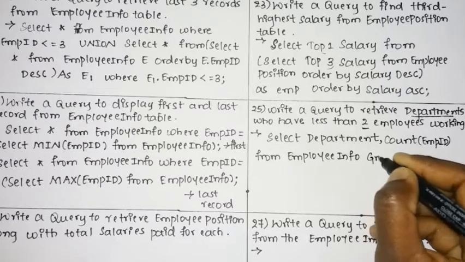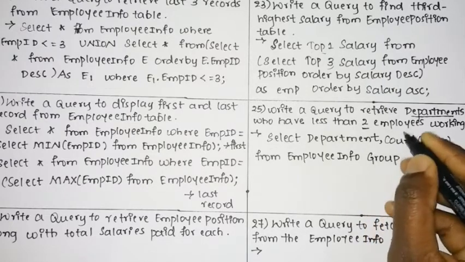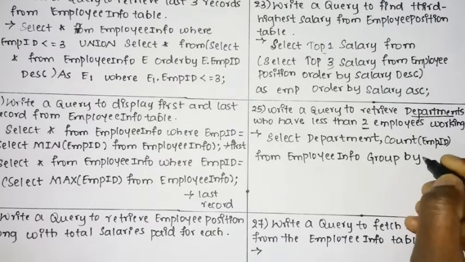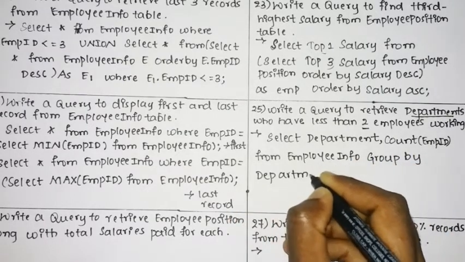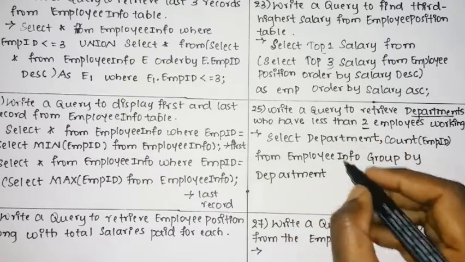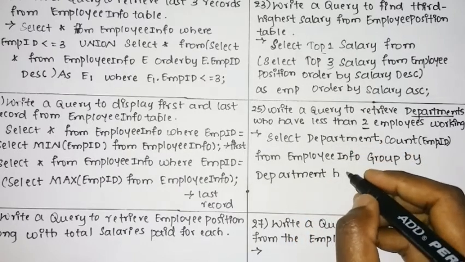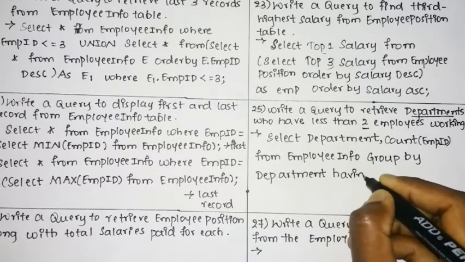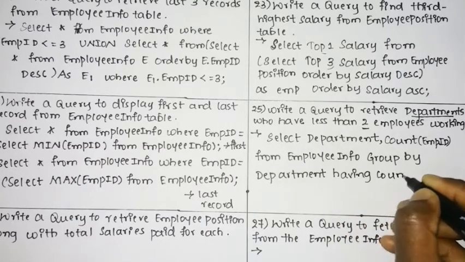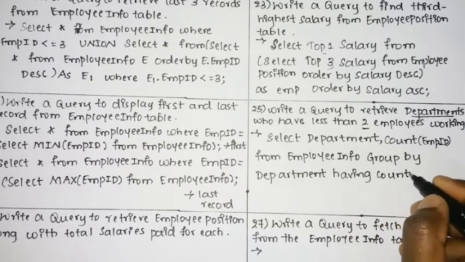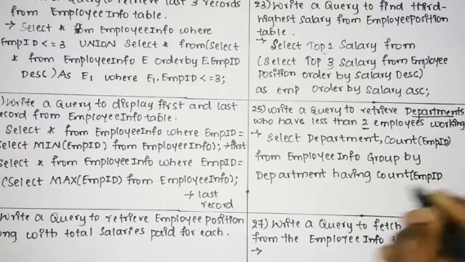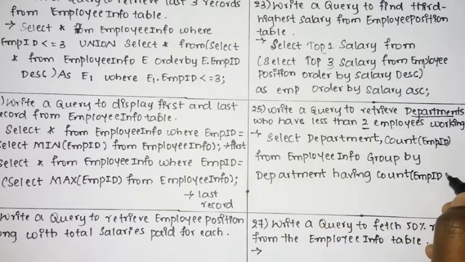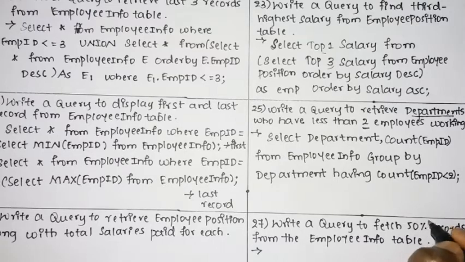You need to use a group by to group the employee count as well as the department. So group by department. Then they have given the condition, so having the count of employee ID less than 2. So this is the query for this question.